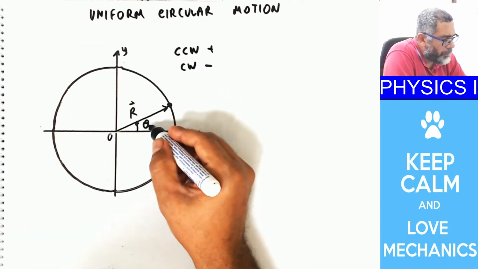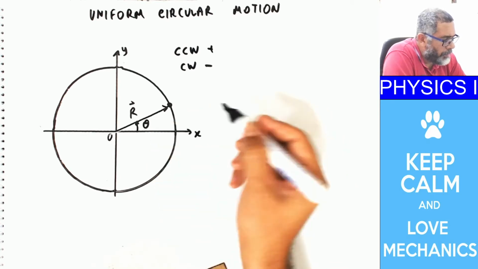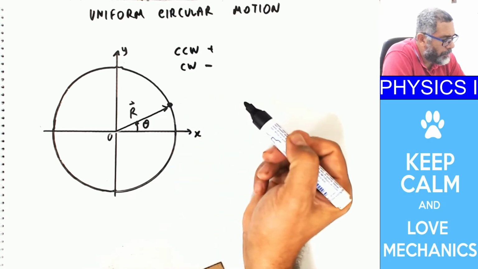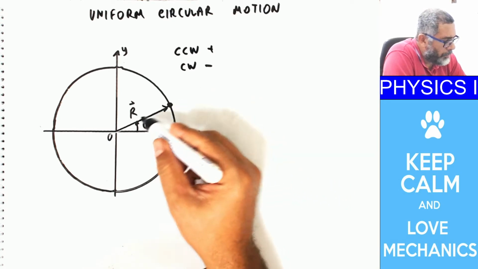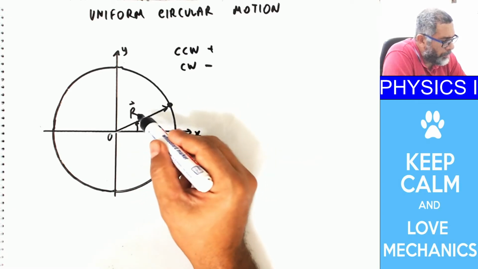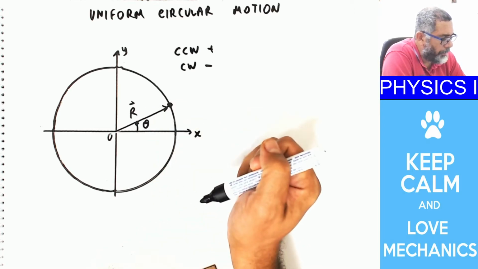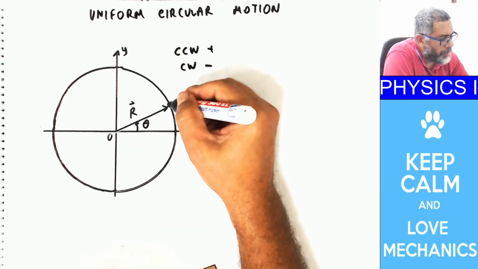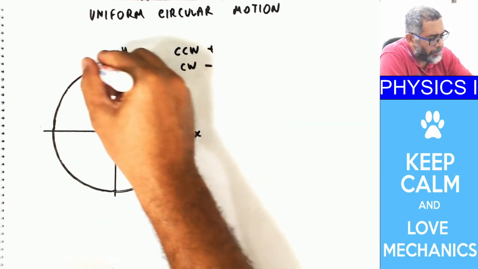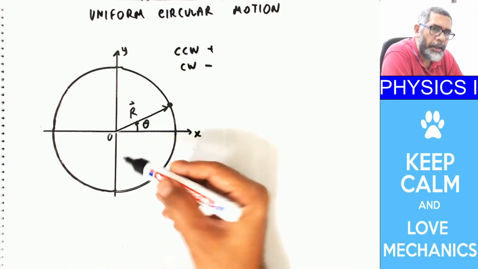So at a particular instant of time, theta is the angle between the position vector r of the object and the x-axis. Of course, as the object rotates at a constant speed, this angle will increase at a constant rate, right?